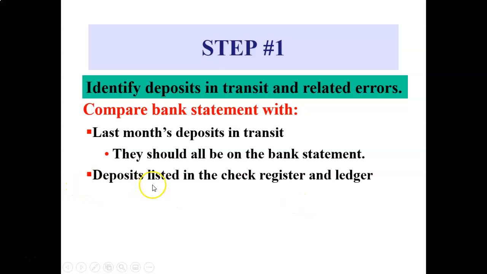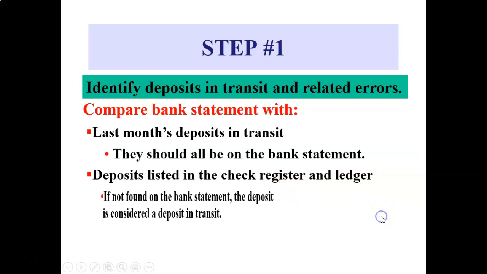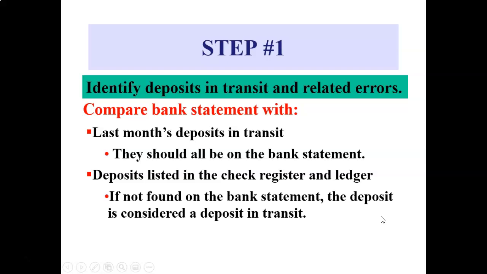We're also checking any deposits listed in our check register and in the cash account of the general ledger, which those two should equal each other. Okay? And we're going to go through all of those deposits on the check register, and if we don't find that it cleared on the bank statement, then that deposit is considered a deposit in transit.